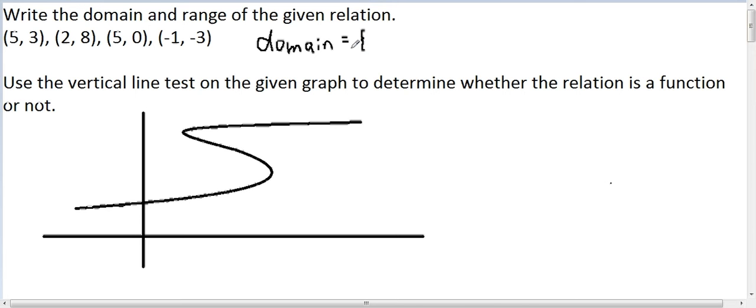So if we want to use set notation to list out all the numbers in this domain, then we can just write the numbers 5, 2, 5, and -1. But we don't need to repeat a number. So we can just write 5, 2, and -1.